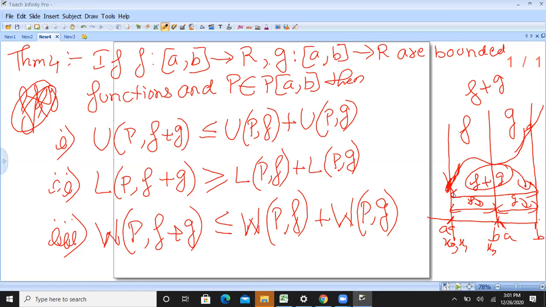Okay? So next, first point: U(P, f+g) is less than or equal to U(P, f) + U(P, g). Next proof is that L(P, f+g) is greater than or equal to L(P, f) + L(P, g). Then the third statement: W(P, f+g) is less than or equal to W(P, f) + W(P, g).